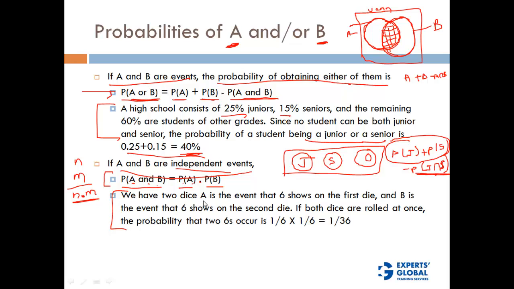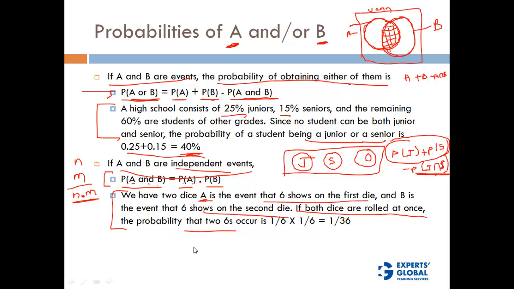We have two dice. A is the event that 6 shows on the first die and B is the event that 6 shows on the second die. Now these two events are independent, right? Because we are dealing with two different dice. So these are independent events. So if both dice are rolled at once, what is the probability of two 6s?